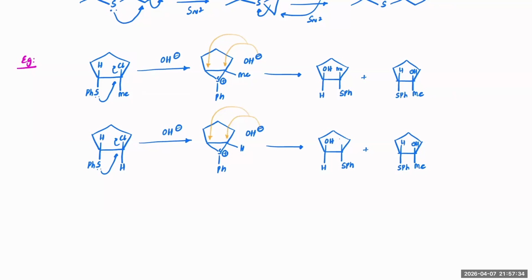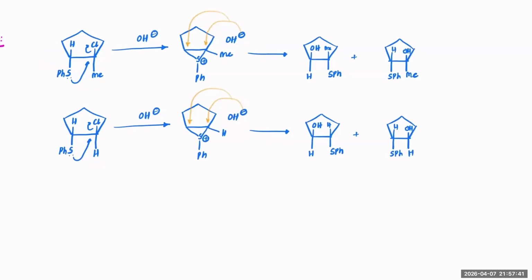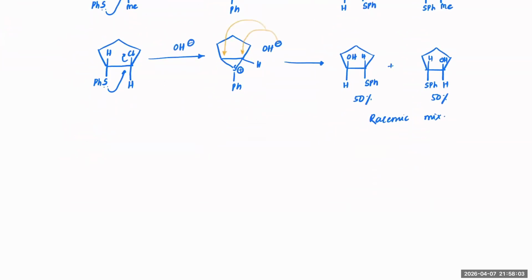Here you will have hydrogen, and here also you will have hydrogen. Now notice this carefully. This structure and this structure are exactly the same, but they are mirror images of each other. Please notice them. Hence, this will be 50-50 percent and forms a racemic mixture.